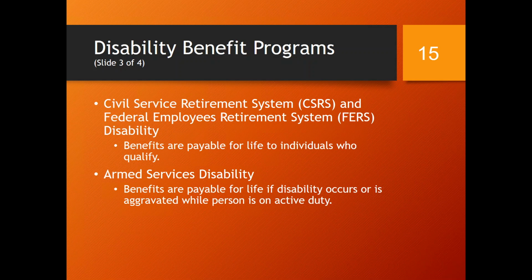Next, we have CSRS, Civil Service Retirement System, and FERS, Federal Employees Retirement System. These benefits are payable for life to individuals who qualify. CSRS requires 5 years of service. FERS requires 18 months of service.